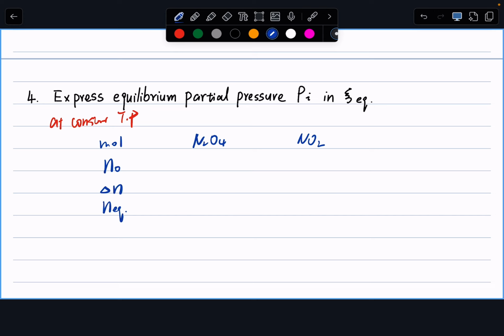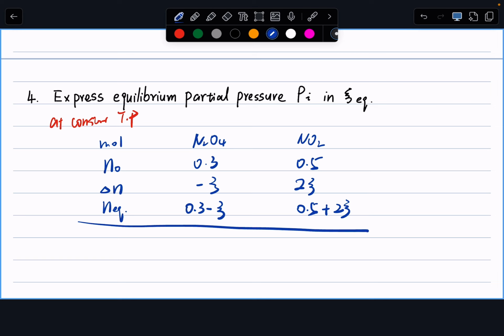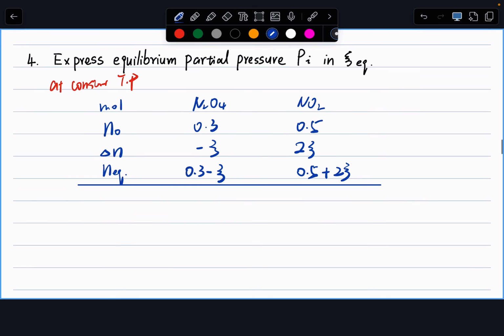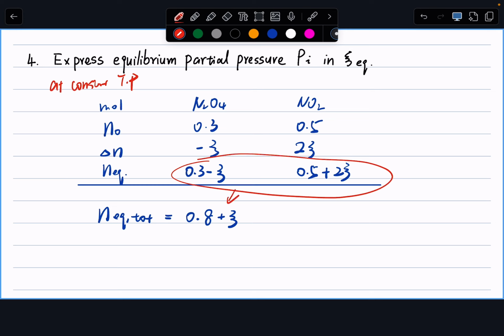This is, again, how do we do it? You can do it in different ways, right? So this one is, we start from 0.3, 0.5, negative C, 2C. This is 0.3 minus C, 0.5 plus 2C. And we end up getting the total number of moles at equilibrium equals 0.8 plus C. So that's the addition of the two equilibrium compositions.